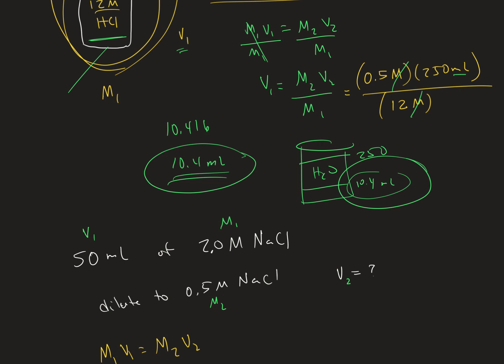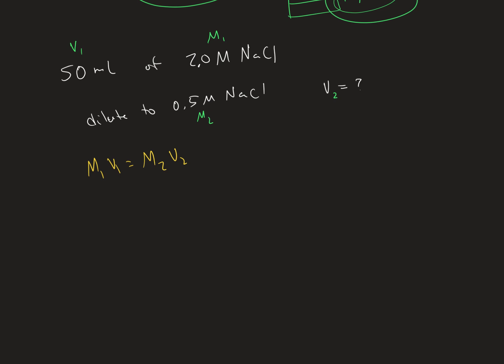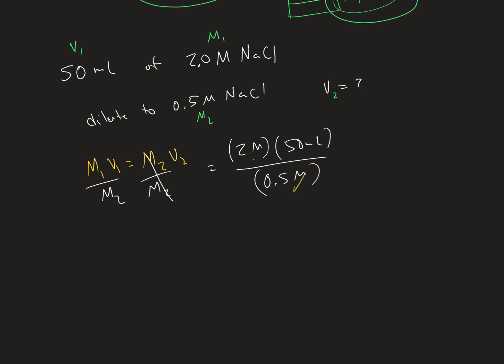Can we just flip them and just use the same equation? Yes, sure, we could. Okay, but we'll just keep it straight. So solve for V2. We divide by M2 on both sides. And now plug our values in. M1 is 2 molar. V1 is 50 milliliters. And M2 is 0.5 molar. Molarity cancels out, leaving us with milliliters. And that's okay. It doesn't say to put it in liters, so we're fine.